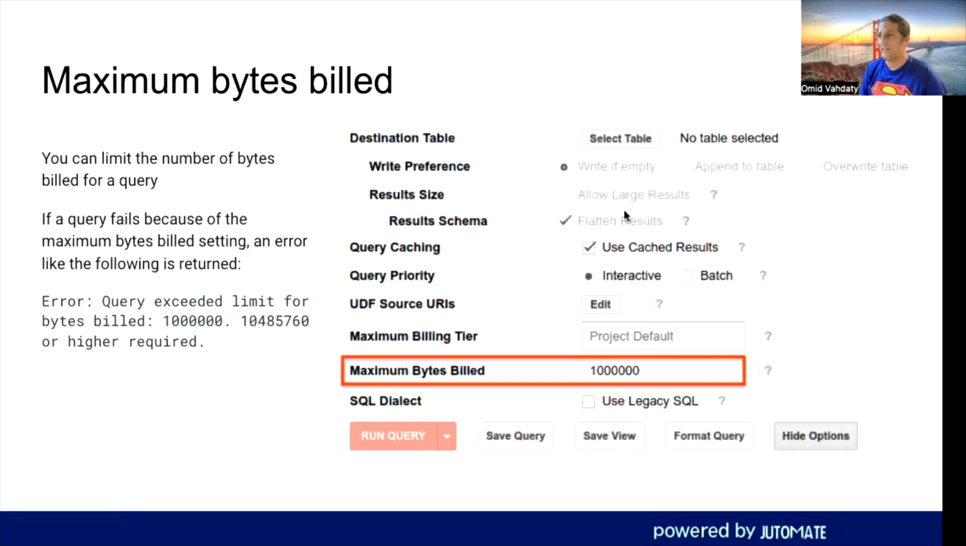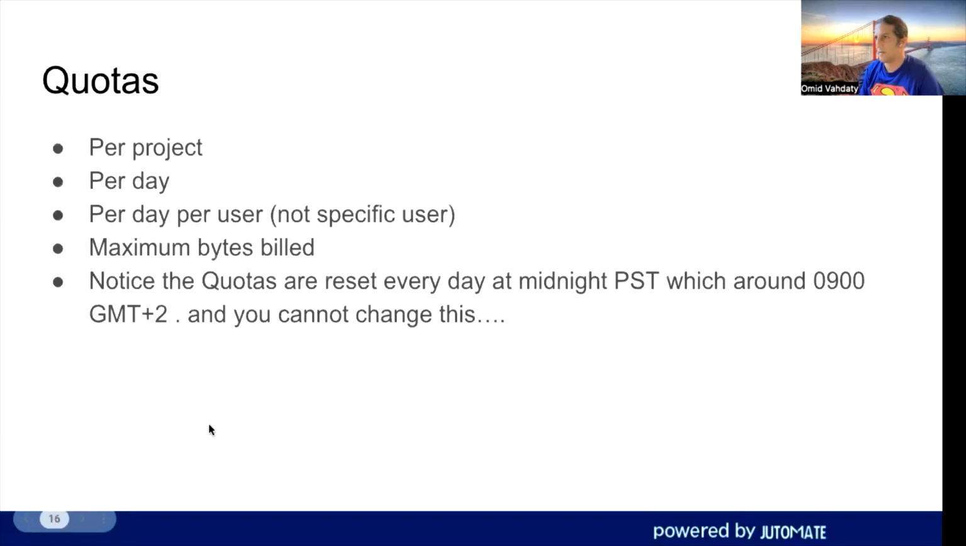The maximum bytes billed setting is just an amount of bytes you can set that ensures that this query will not exceed the limit of the billing, which is very nice. Furthermore, you can set quotas per project, per day, per user, that will limit the costs per day. For example, do not go over $10 a day in terms of BigQuery spend.